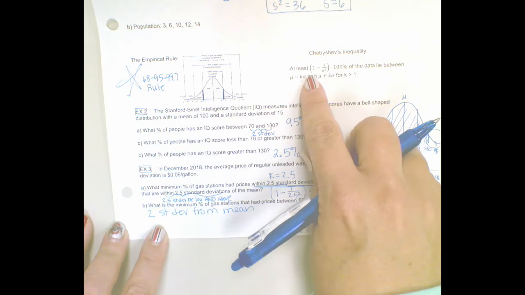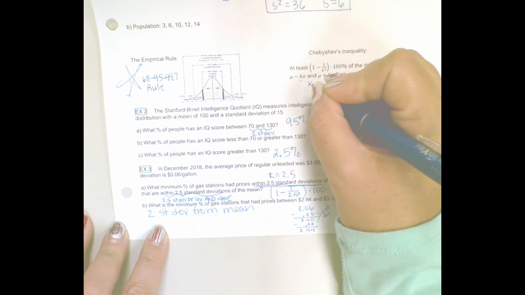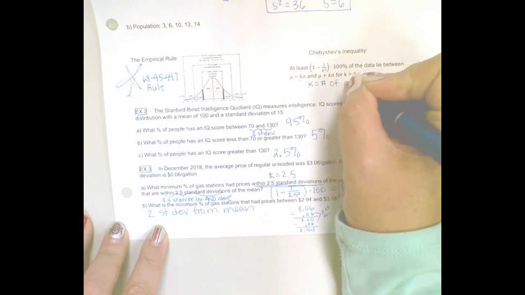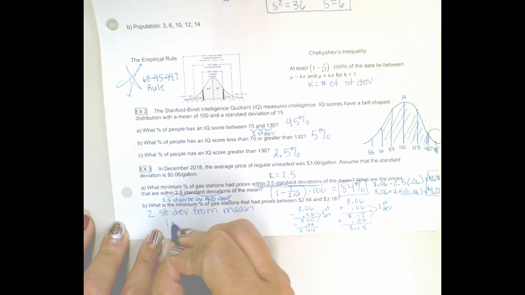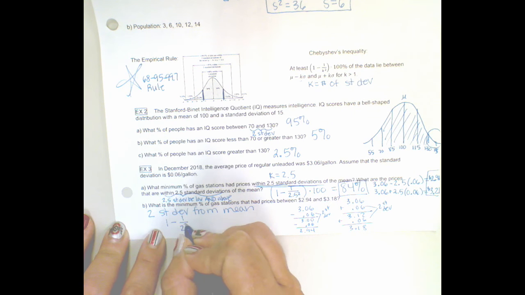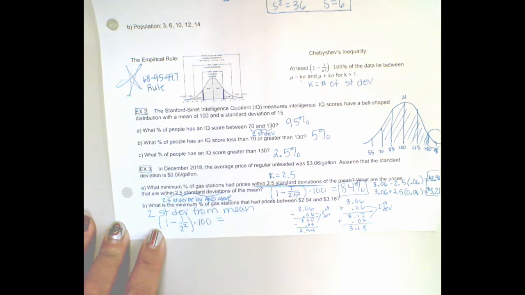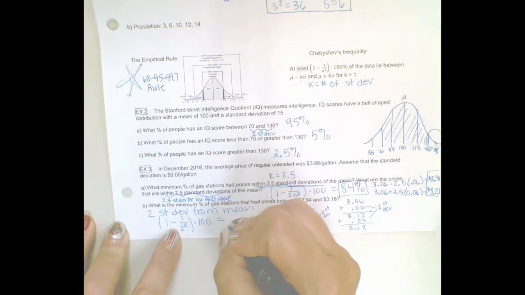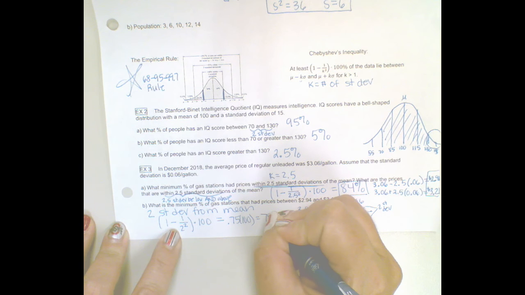I need to use this formula again because now I know what K is. So K equals the number of standard deviations. So 1 minus 1 over 2 squared times 100 is going to give me the percent. Sorry. So 2 squared is 4. So 1 minus 1/4 is 3/4 or 0.75 times 100 gives me 75%.